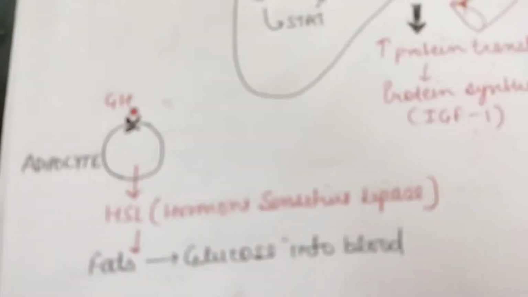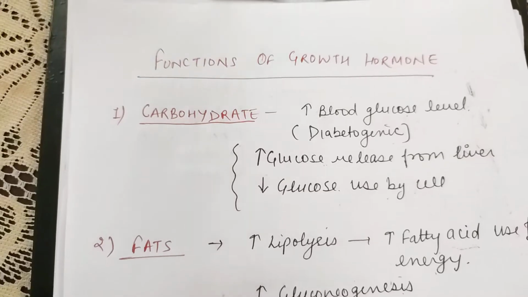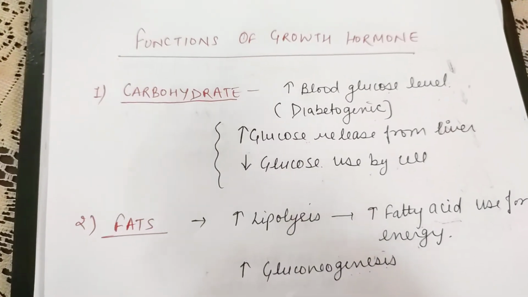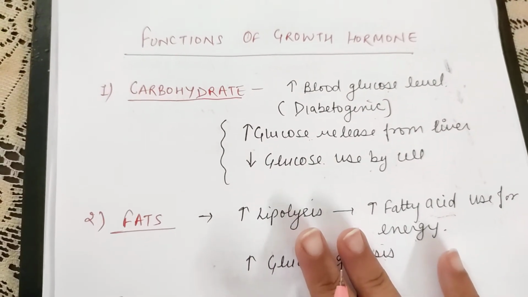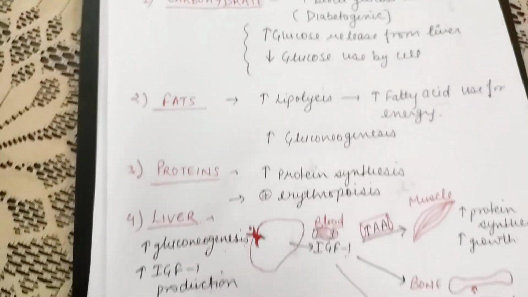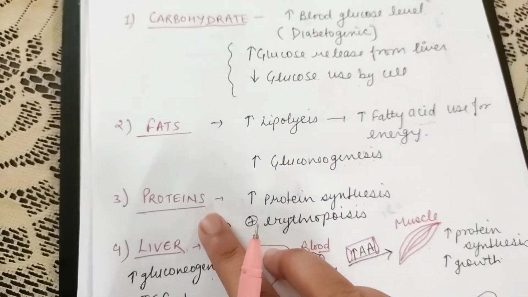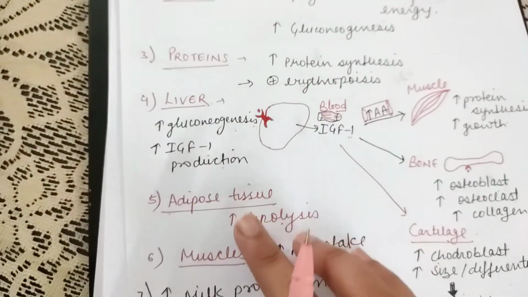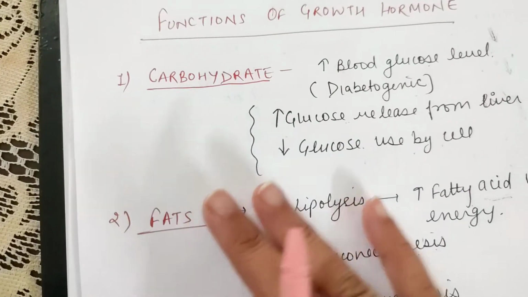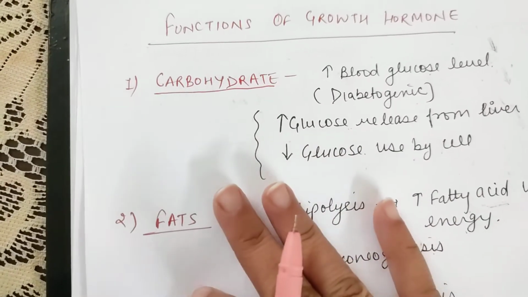So that's all about the functions. Now let's see the functions very clearly, in case you get functions of growth hormone in the exam, how you have to write this answer. You have to answer it like this. First, the macronutrients title will be there, then depending on other organs you have to make a list. So let's talk about macronutrients first.